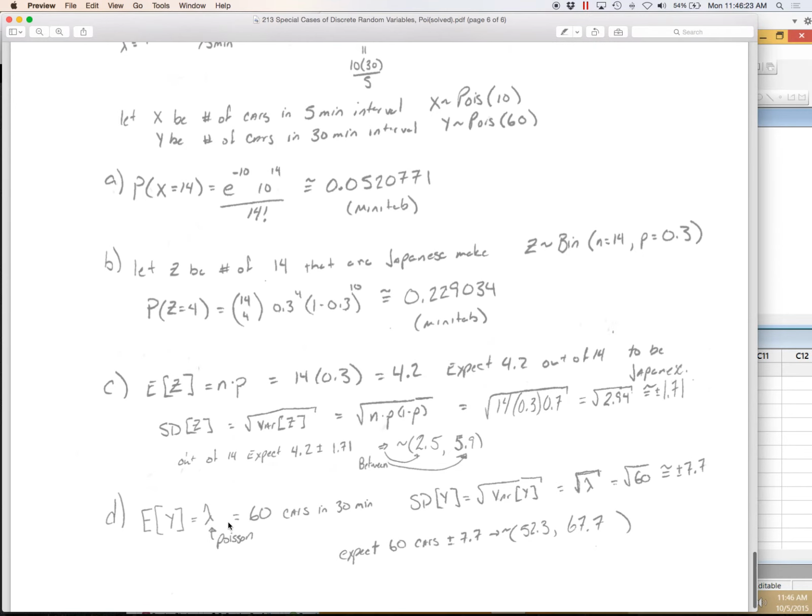Okay, so D is asking for the expected value of a Poisson distribution. Here, the expected value of any Poisson distribution is just lambda. Lambda here was that we expected 60 cars in 30 minutes, so we would expect 60 cars in 30 minutes. The standard deviation of a Poisson is the root of lambda, since the variance of a Poisson is lambda. So the square root of 60 would be 7.7. Then in 30 minutes, we would expect 60 plus and minus 7.7 cars to enter the parking lot. So in between 52 and 68-ish is how many cars we would expect in a 30-minute period.